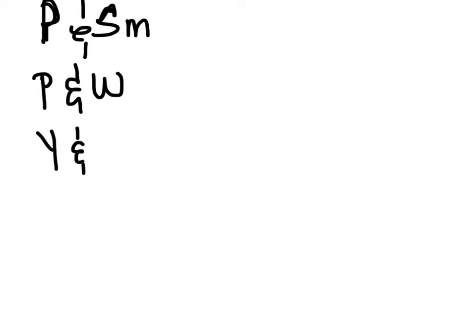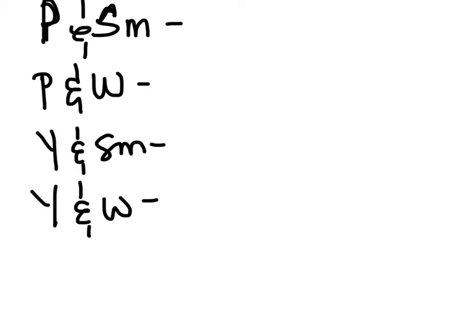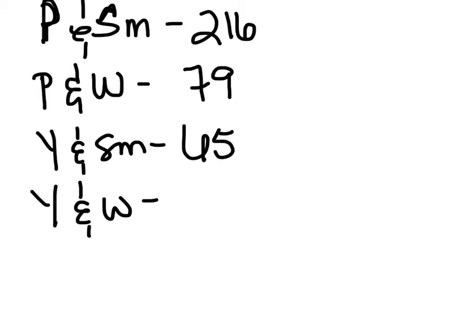We're going to end up with seeds that are purple and wrinkled. We're going to have seeds that are yellow and smooth. And we're going to have seeds that are yellow and wrinkled. Okay? When we ran the cross and we counted the result, we ended up with 216 purple and smooth seeds, 79 purple and wrinkled seeds, 65 yellow and smooth seeds, and 21 yellow and wrinkled seeds.